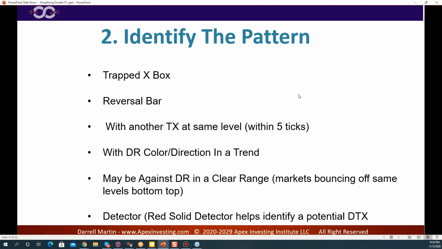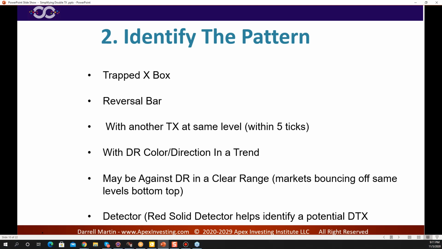But the pattern we want to identify here is the trapped X box setup on a reversal bar only, but we're calling this a double TX trade because what we're also wanting here is another TX at the same level. Okay, so in the past, looking to the left on the chart, we have, right in front of us, a TX trade setting up, but to the left of the chart in the past, there's been another TX trade at that same level or within 5 ticks of that level.